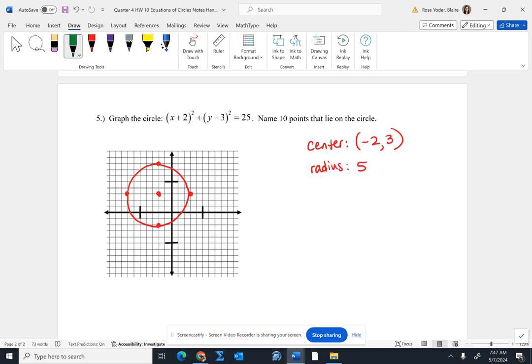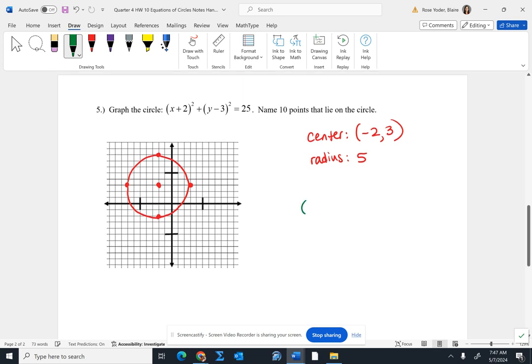And then the hard part is I said name 10 points on the circle. So we have 4 points already plotted. We have (negative 2, 8), (negative 2, negative 2), and then let's move to that point on the right, (3, 3), and then (negative 7, 3). The center is not actually a point on the circle. So where in the world would we get more points?